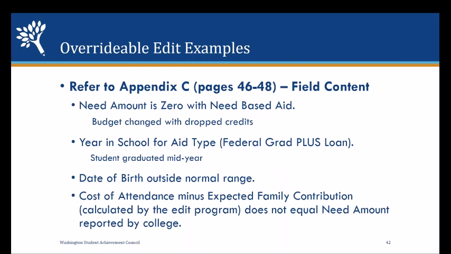The field content is as follows. If the need amount is 0 with need-based aid, budget changed with dropped credits, year in school for aid type, Federal Grad Plus loan, and the student graduated mid-year. Date of birth is outside the normal range. Cost of attendance minus expected family contribution, calculated by the edit program, does not equal need amount reported by the college. Any conflict has to be remedied.